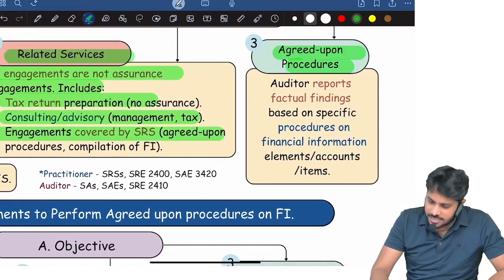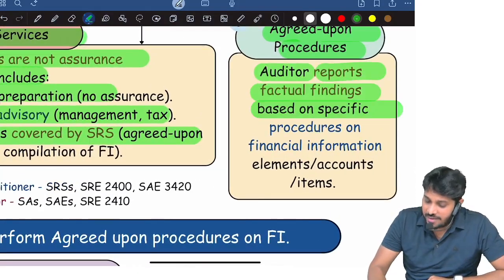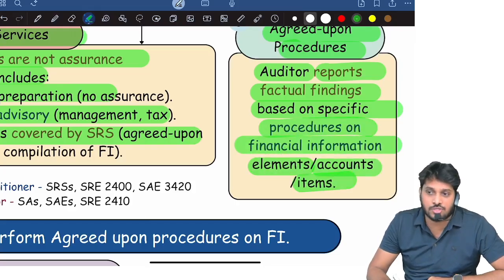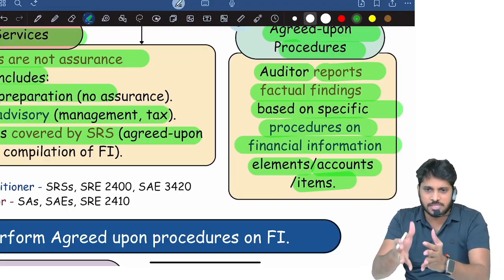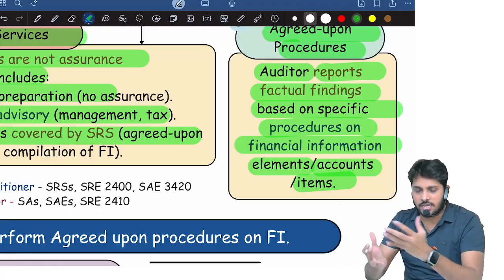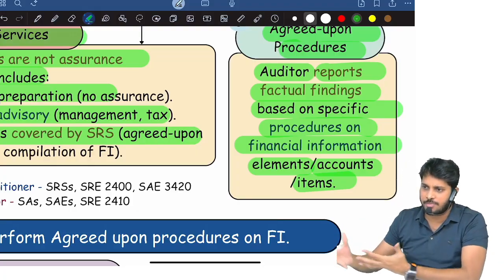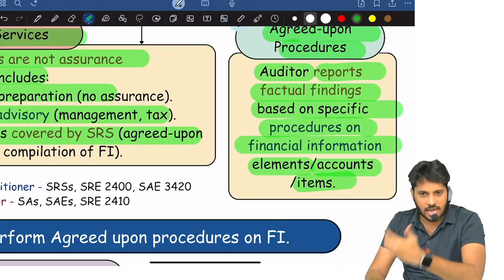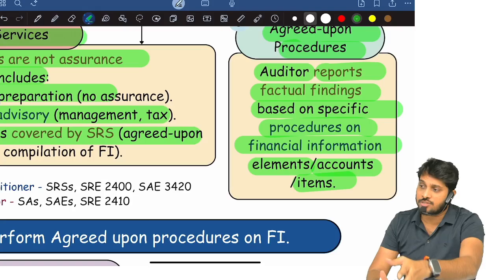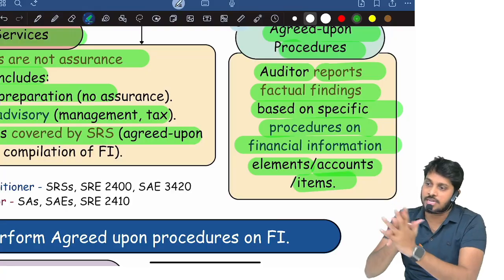So, what is agreed upon procedure? Here, the auditor reports factual findings based on specific procedures on financial information, elements, accounts, items, whatever. Suppose a company specifically called you to do an external confirmation procedure. You took the accounts receivable data, designed external confirmation, asked the third party, got the confirmation and gave it back to the company. This is an agreed upon procedure. Stock audit, agreed upon procedure. Physical verification of inventory, agreed upon procedure. Physical verification of fixed assets, agreed upon procedure. These are all various agreed upon procedures where companies will consult chartered accountants.